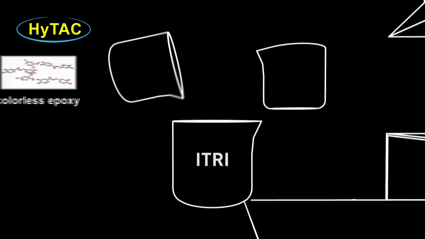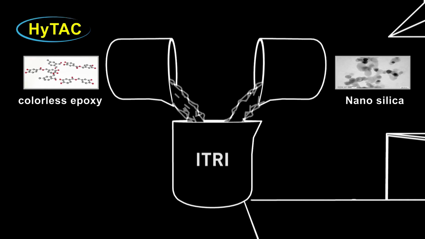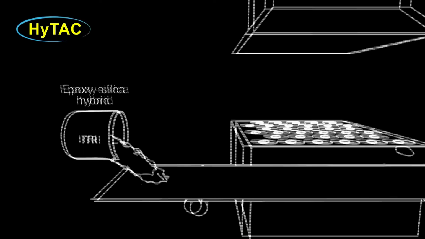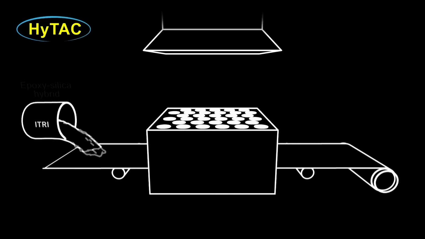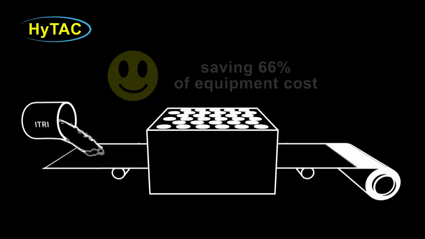HyTAC, developed by ITRI, primarily uses epoxy resin as a key material and adopts a unique organic-inorganic nanohybrid technology to successfully develop a green material capable of reducing the equipment cost for recycling waste gases by 66% without using dichloromethane.